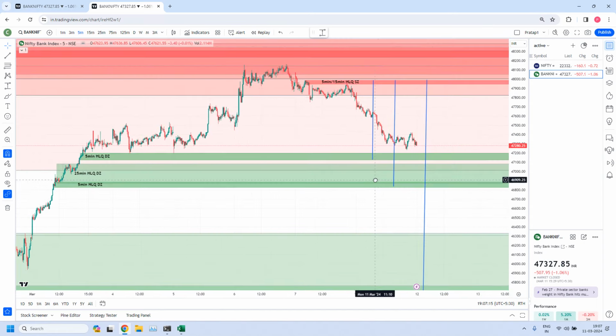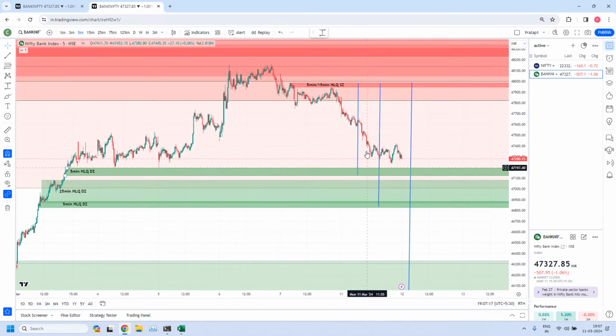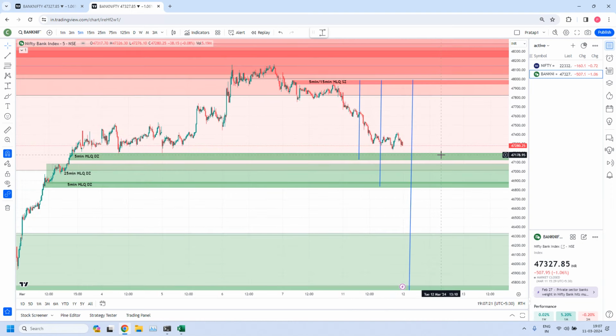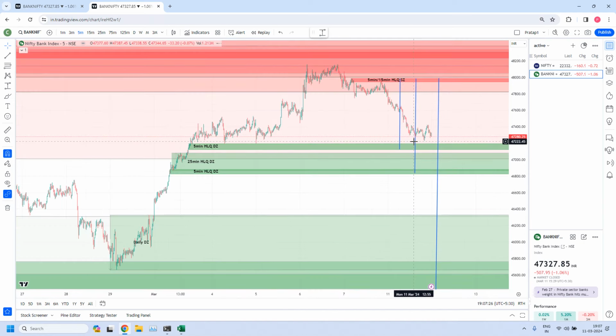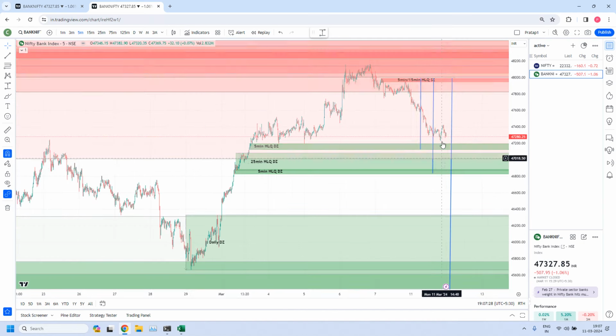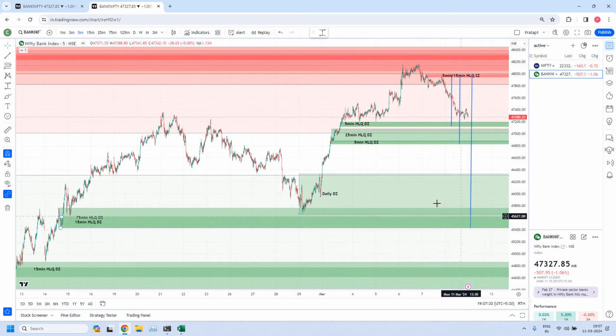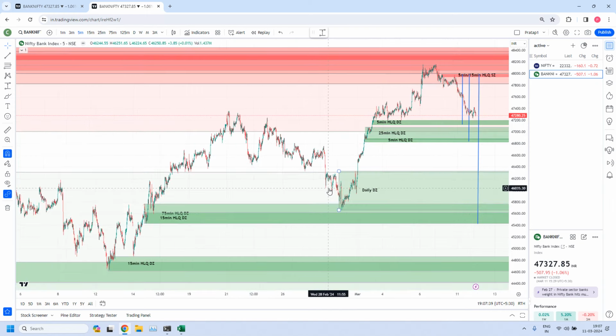But otherwise, for the time being, this is going to be the range for us between these two zones. If this 5 minutes demand zone is violated, and if bears probably violate this also, probably here it gets the support, because here we have a daily demand zone available. Below that we have 75 minutes high liquidity demand zones.